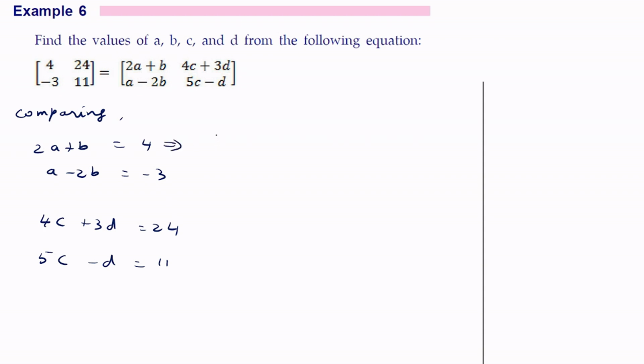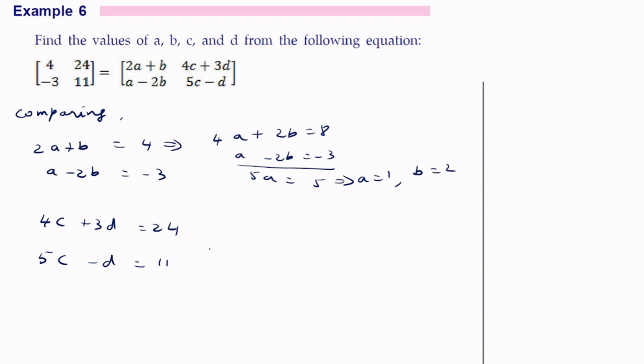Here if we multiply this equation by 2, we get 4a plus 2b equal to 8. And here a minus 2b equal to minus 3. When we add, we get 5a equal to 5, which implies a equal to 1. Now when we put a as 1 in this equation, we get b as 2.